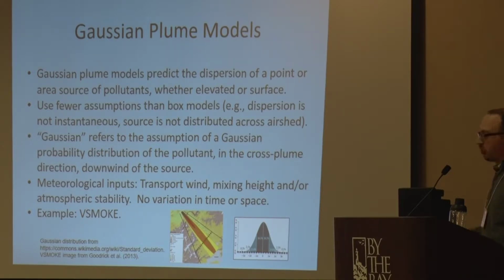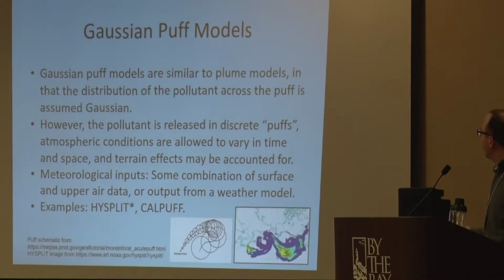But the big assumption is there's no variation in time and space. So you have a single weather observation that represents an entire area, and it doesn't vary with time. It's fixed, so it's one observation. An example, like I said here, is V-Smoke. V-Smoke is an example of a Gaussian plume model.